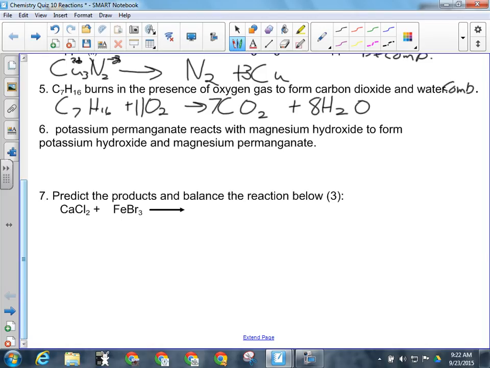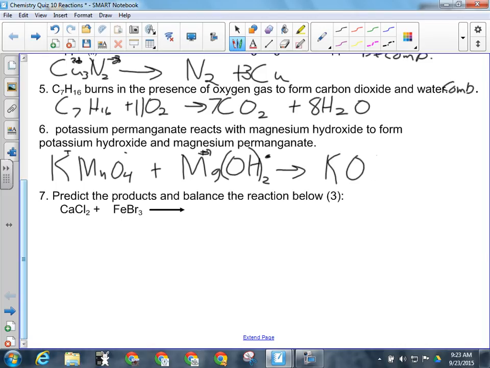Okay, for number 6, we've got potassium permanganate. That's KMnO4. All right, and that's an ionic compound, +1 and -1, so it's already balanced. Reacts with magnesium hydroxide, Mg, with OH. This is a -1 and this is a +2, so we need brackets around the OH. It is going to give us potassium hydroxide, KOH, -1 +1, and magnesium permanganate with brackets around it and a 2 outside the brackets.